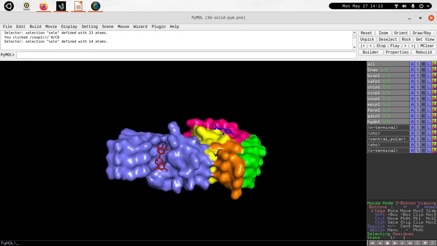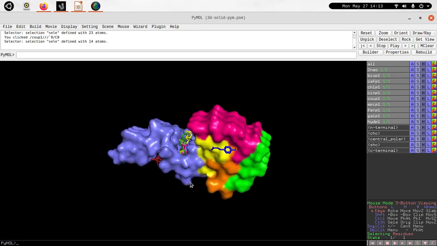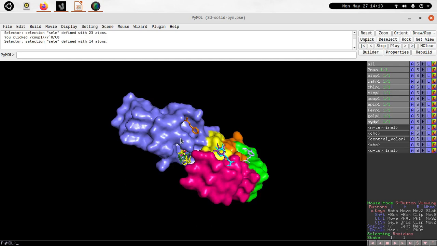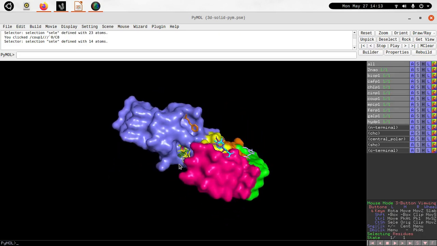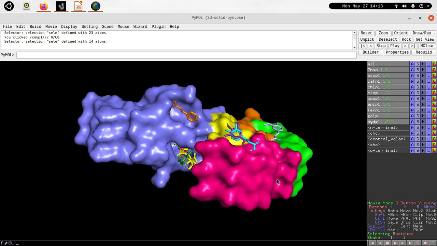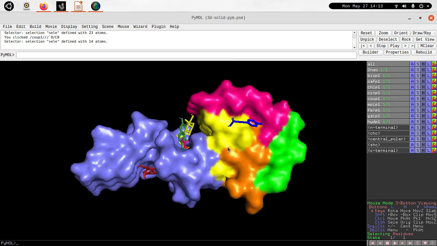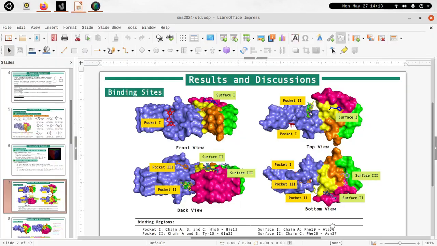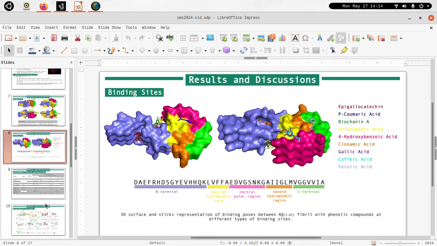Pocket 1 consists of epigallocatechin, and pocket 2 consists of chlorogenic acid, biochanin A, and also hydroxybenzoic acid. Pocket 3 consists of cinnamic acid. Then surface 1 consists of coumaric acid, surface 2 consists of caffeic acid and gallic acid, and surface 3 consists of ferulic acid. So that basically summarizes these two pages. Okay, we move to the next slide.